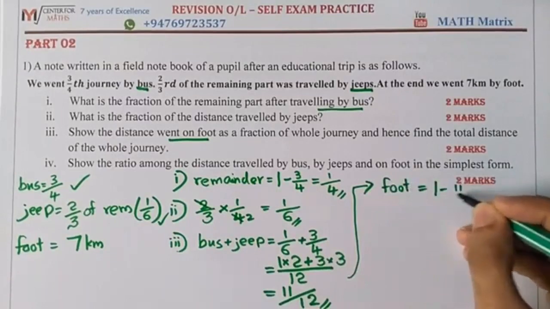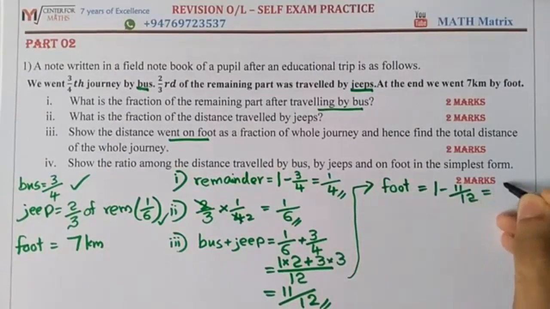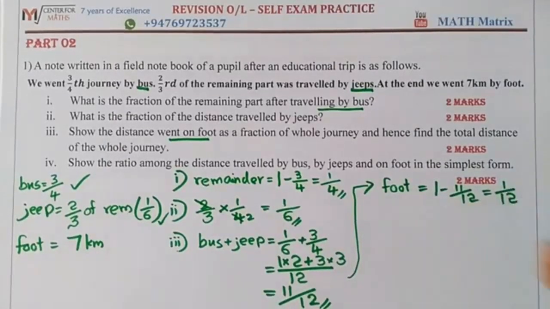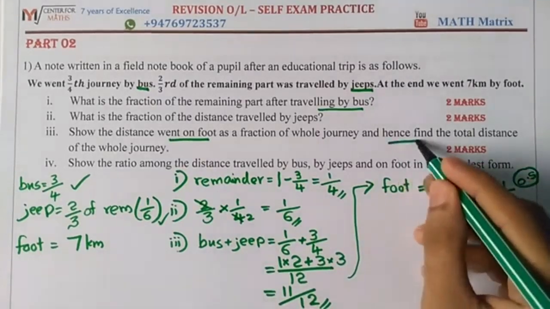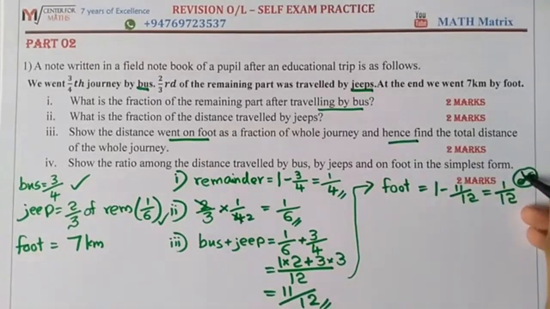1, we have to subtract these 11 parts by 1. So the answer is just 1 out of 12. That means they have traveled about 1 part out of 12 by foot. And hence, if you have found this 1/12, you have to give 1 mark.